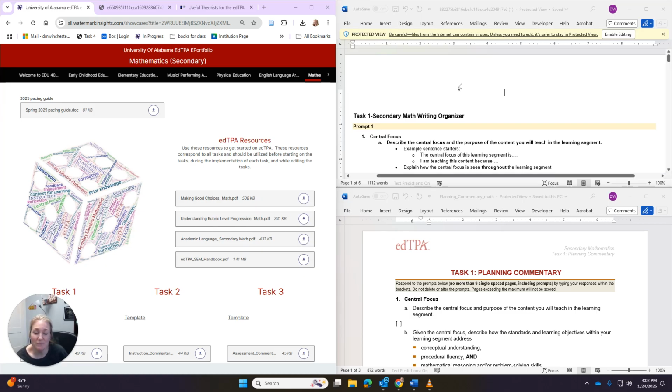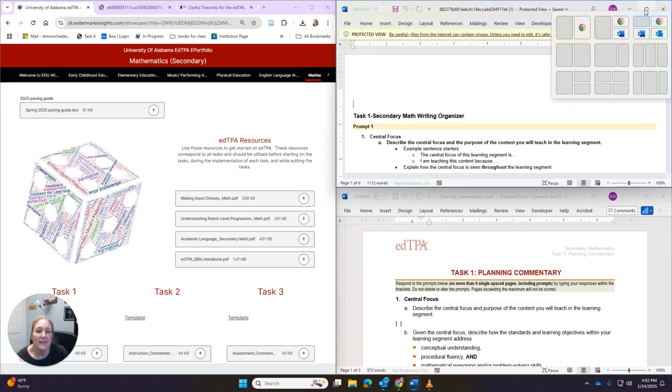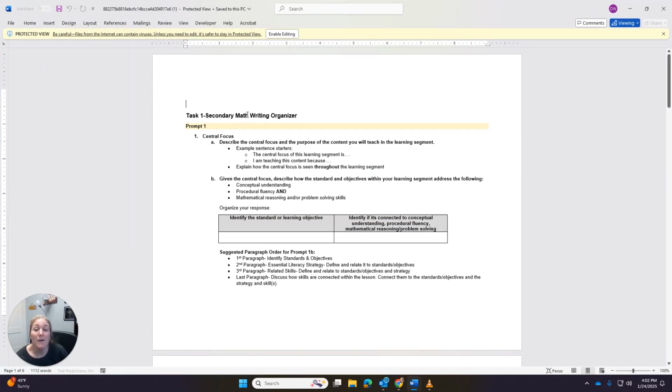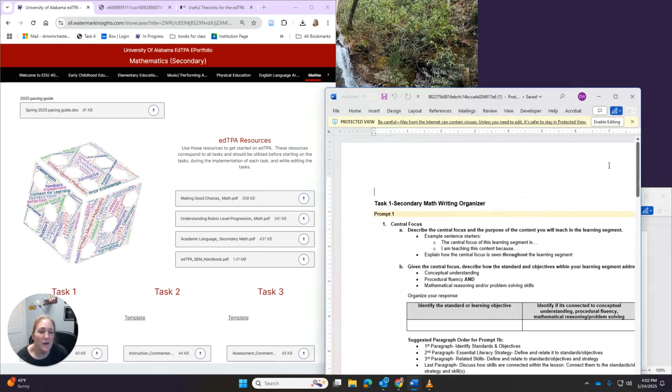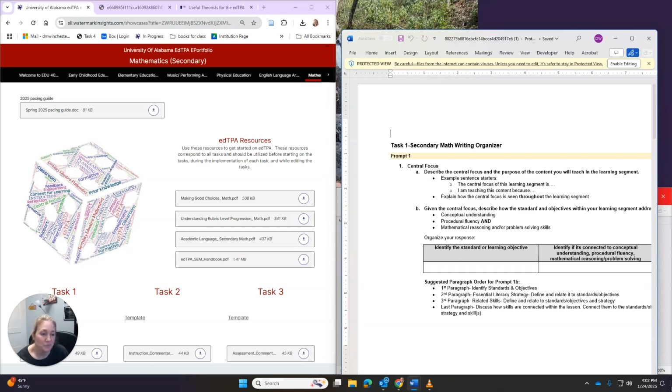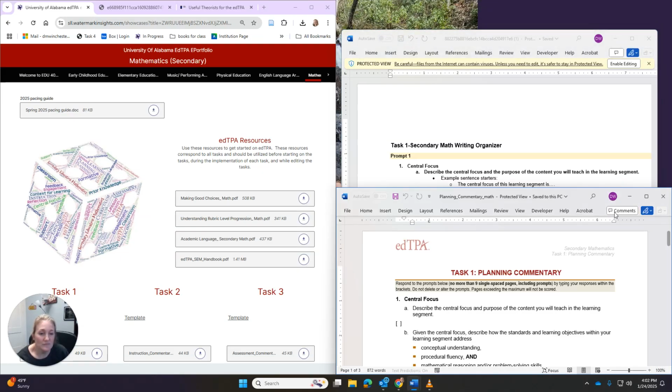So the first thing you need to do is make sure that you have your understanding rubric level progression, you have the writing organizers at hand, and you have the commentary at hand. Now, your handbook is also going to have the rubrics in it for a quick reference. But that understanding rubric level progression is really going to dive down deep.